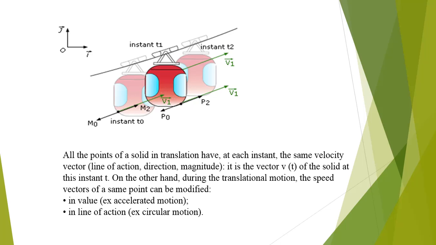So, finally, all the points of a solid in translation have at each instant the same velocity vector, and this velocity vector is called v instantaneous or v of t of the solid at this instant t, while during the translational motion the velocity vectors of a same point can be modified in value if we take into consideration an accelerated motion, or in line of action if we take into consideration a circular motion.